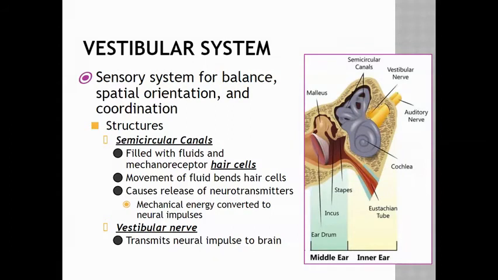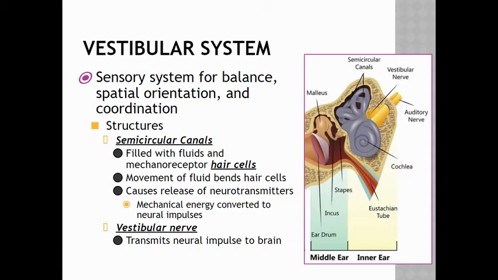Also in the inner ear, we have the vestibular system. So even though this is in the inner ear, it does not function in hearing. The vestibular system is the sensory system for balance, spatial orientation, and coordination. So the structures are the semicircular canals. These are filled with fluids and mechanoreceptor hair cells. These mechanoreceptor hair cells are different than what's found in the cochlea, but it does still function because of movement.